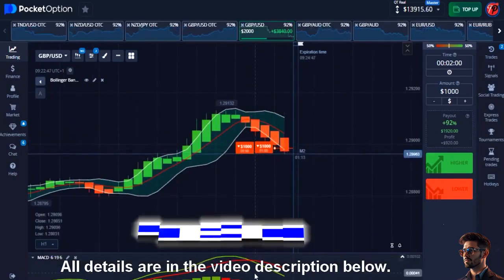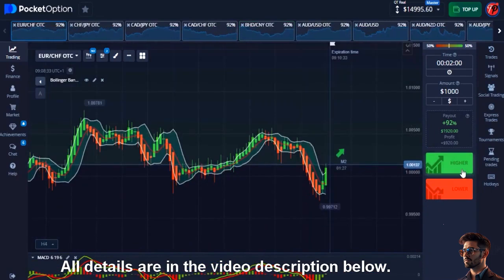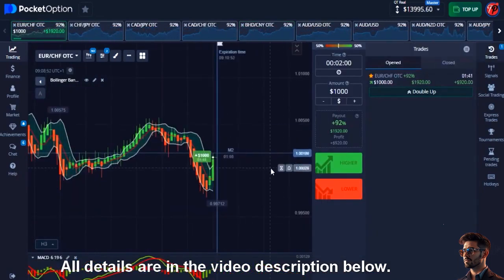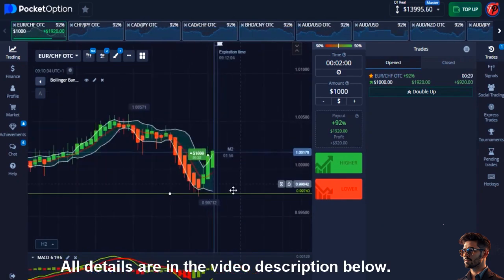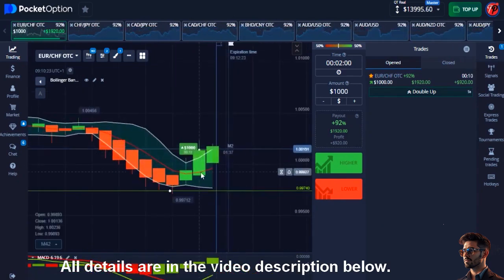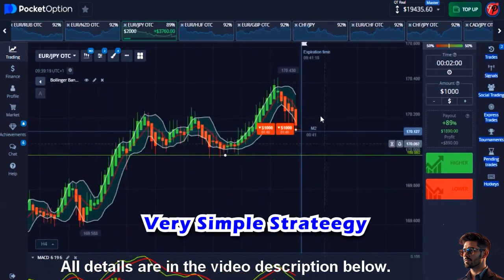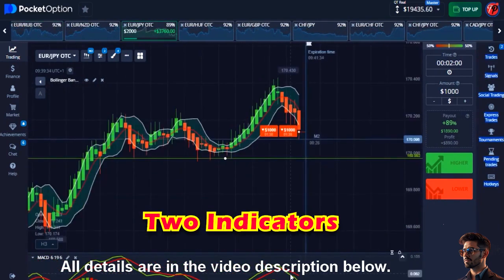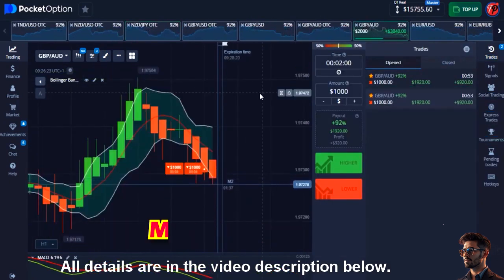I'll be trading again with Pocket Option, and in today's video I have something very powerful to show you guys. It's one of my strategies that I've used before and it's still very much powerful. In today's video I'm going to show you another new method to make use of this strategy. It's a very simple strategy that combines just two indicators. The first indicator I use is called Bollinger Band, while the second indicator is MACD.